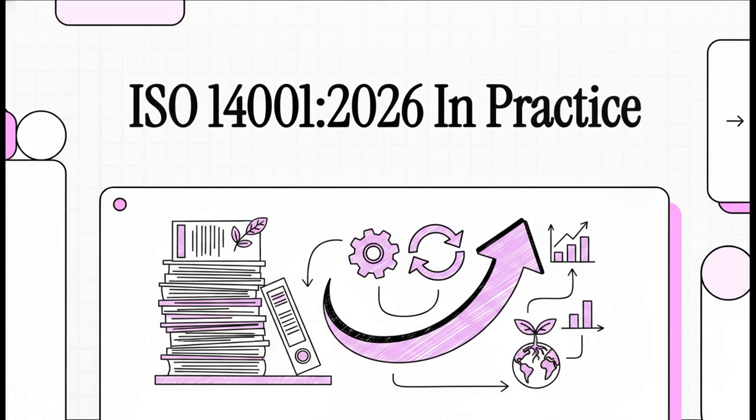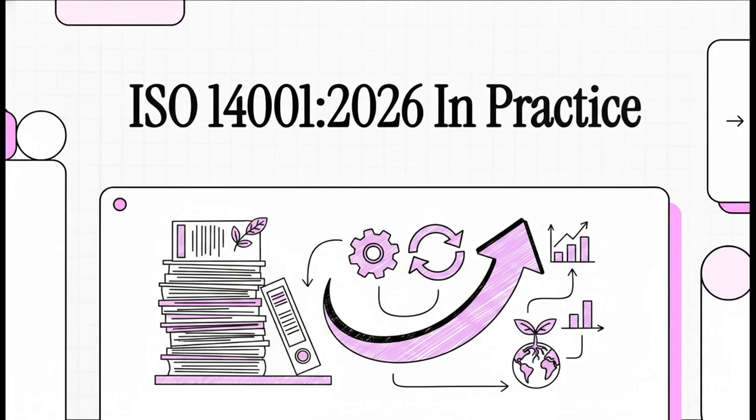Welcome to this explainer. Today, we are putting on our lead auditor hats to explore how ISO 14001:2026 takes a dusty binder full of environmental promises and actually transforms it into a living, breathing operational system. So often organizations view environmental management as just this massive collection of documents, something you nervously show an auditor once a year and then totally forget about.